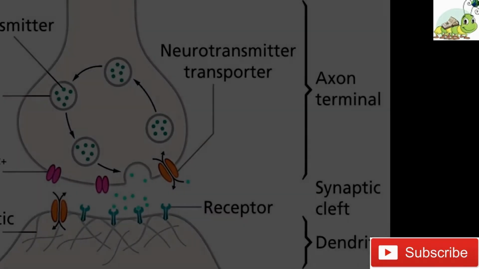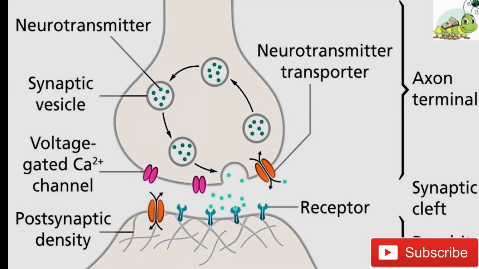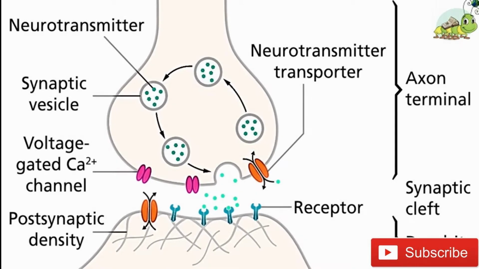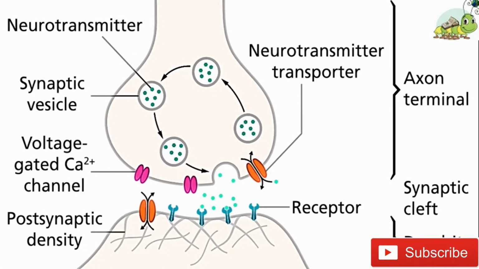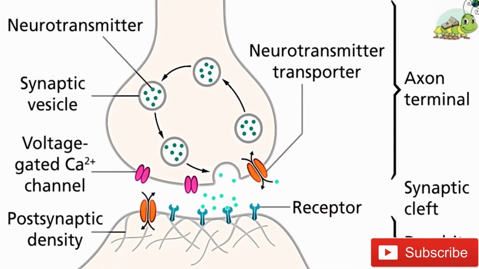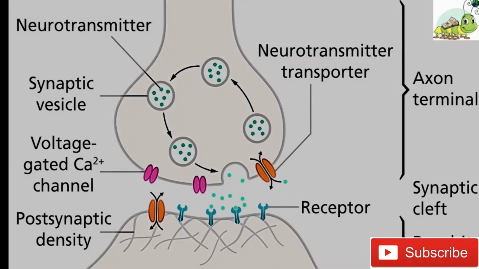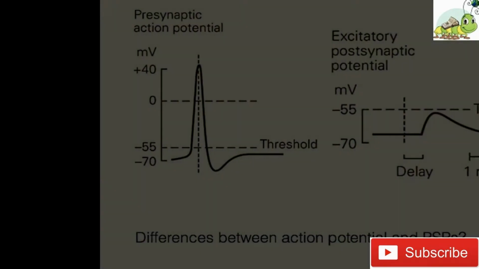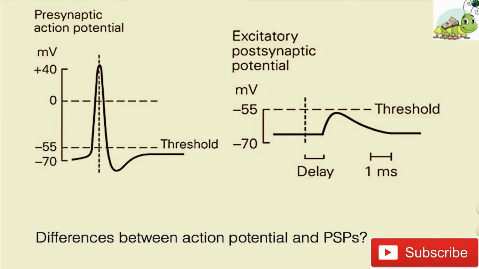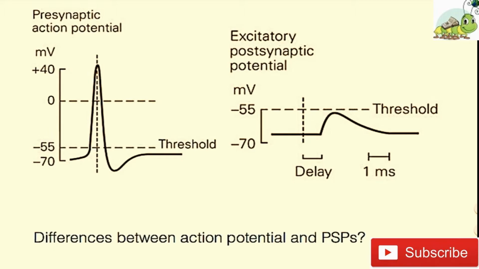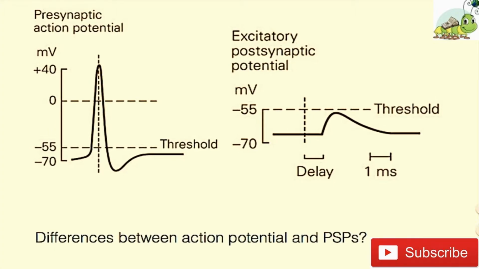A postsynaptic potential, PSP, is the graded potential in the dendrites of a neuron that is receiving synapses from other cells. Postsynaptic potentials can be depolarizing or hyperpolarizing. Depolarization in a postsynaptic potential is called an excitatory postsynaptic potential, EPSP, because it causes the membrane potential to move towards threshold. Hyperpolarization in a postsynaptic potential is an inhibitory postsynaptic potential, IPSP, because it causes the membrane potential to move away from threshold.